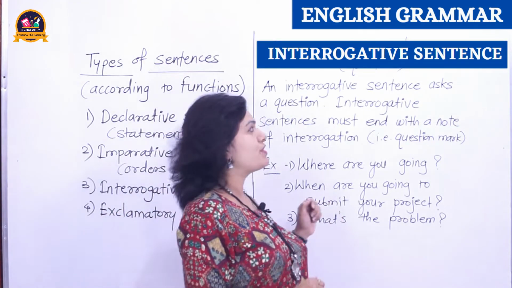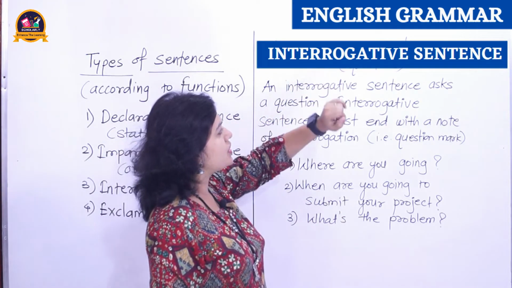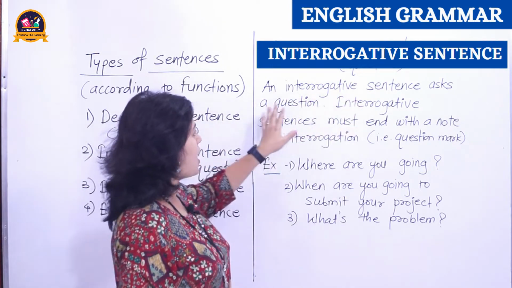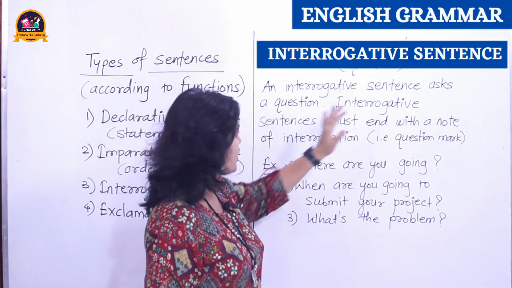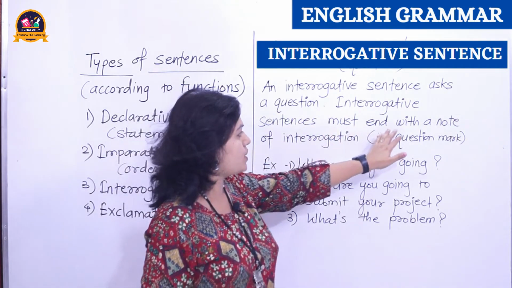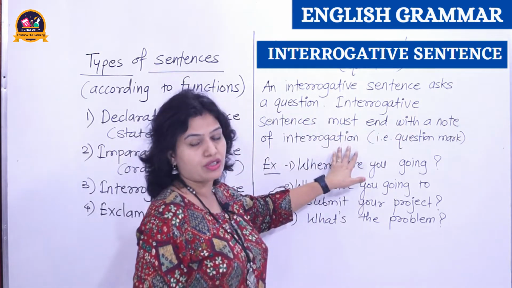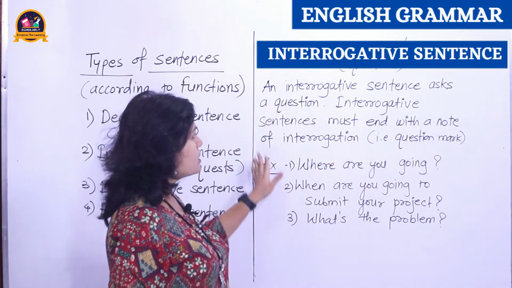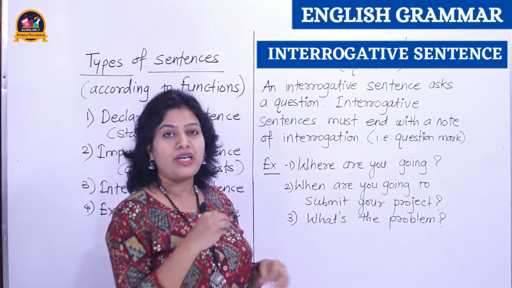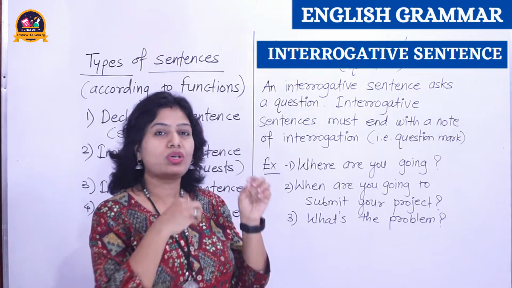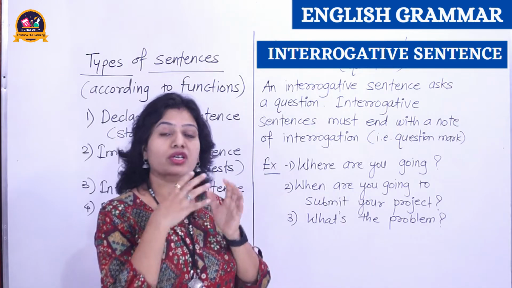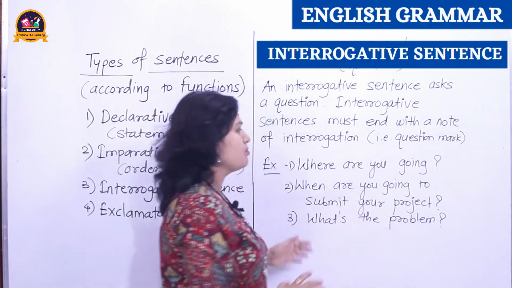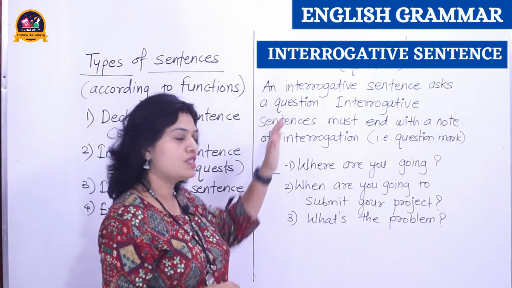The third type of sentence, that is interrogative sentence or questions. An interrogative sentence asks a question. Interrogative sentences must end with a note of interrogation, that is a question mark. So this is the very simple type of sentence to recognize, because it ends with the question mark. Every question comes under this type.